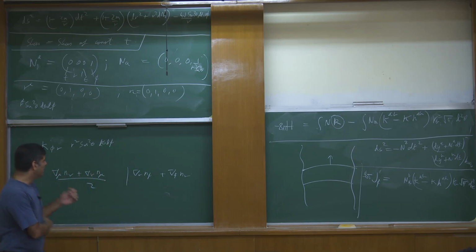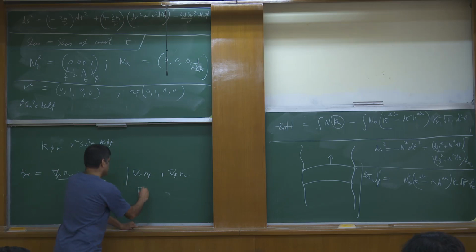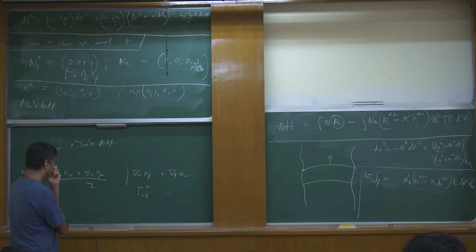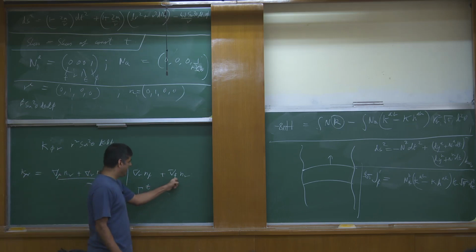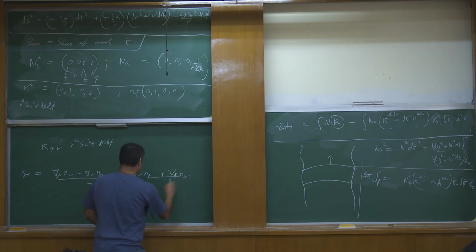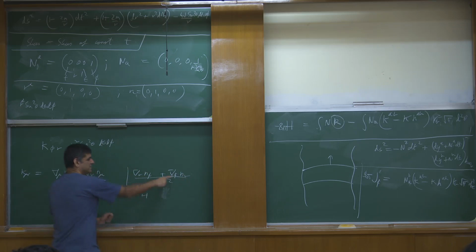Now let's look at this del_r n_phi. n_phi itself is 0, so one term is just del_r of n_phi, but that's 0, right? But there might be a term that is gamma r phi t, because n is dt. Similarly, del_phi of n_r is 0, but there can be a term that is gamma phi r, which is the same as gamma r phi t, and this is by 2. So it's basically the computation of this term. Is this clear?